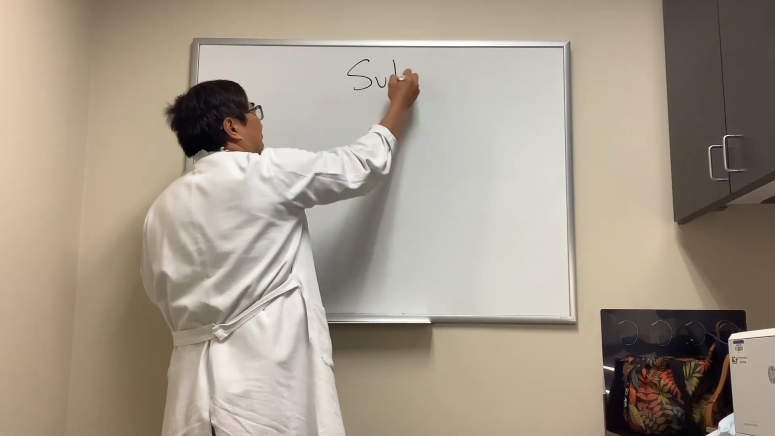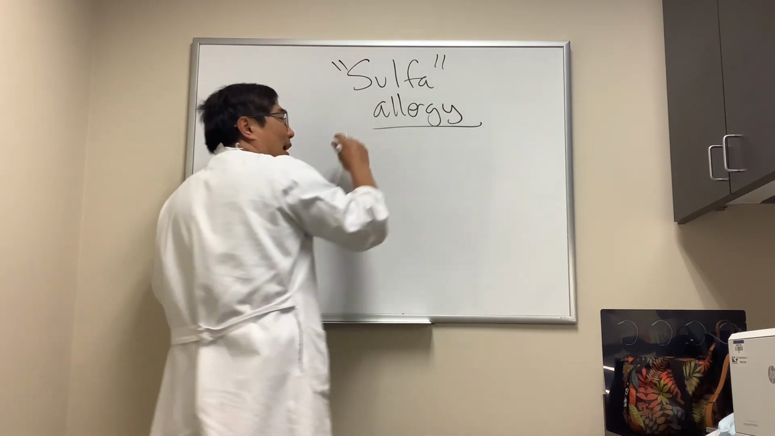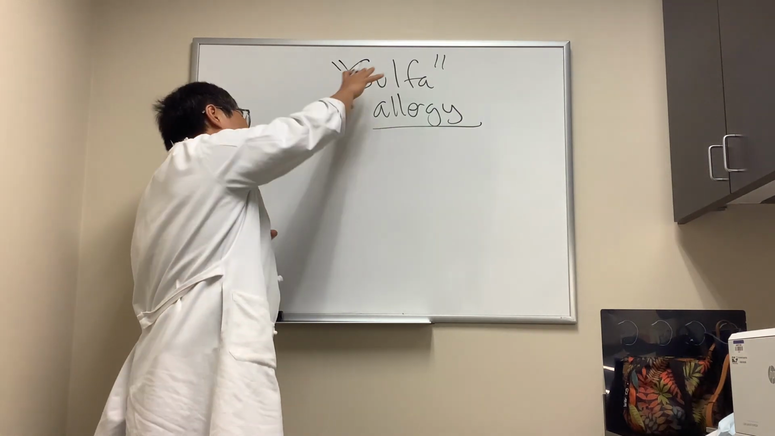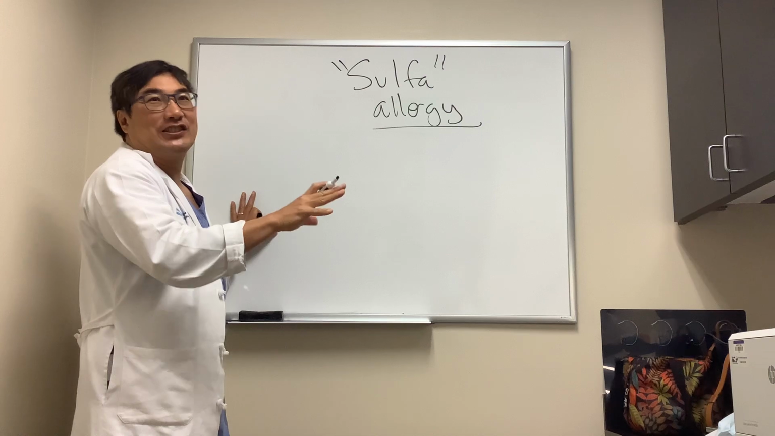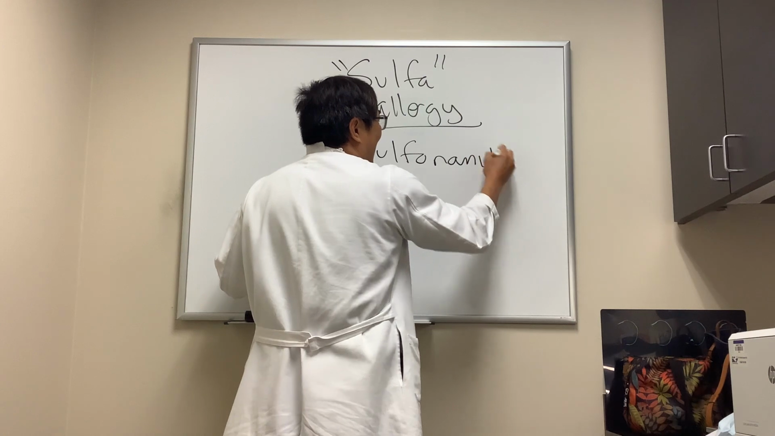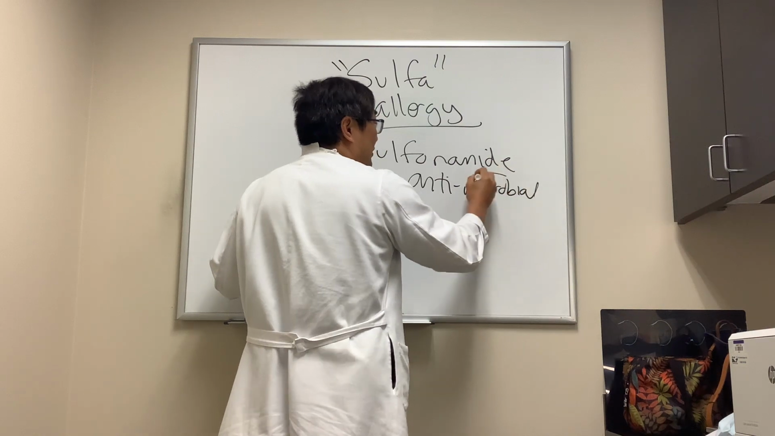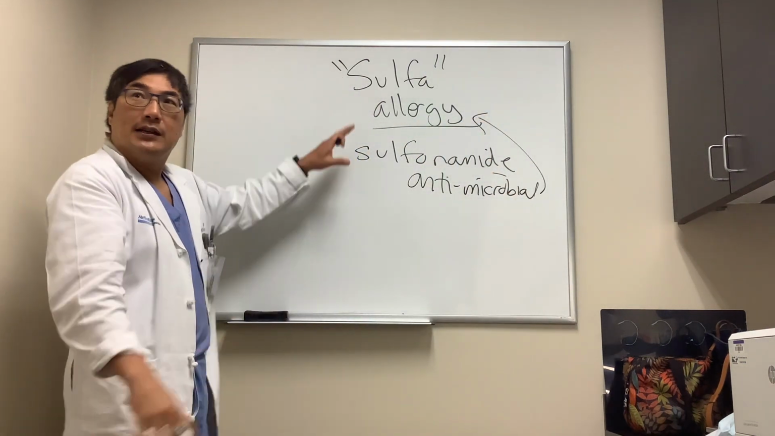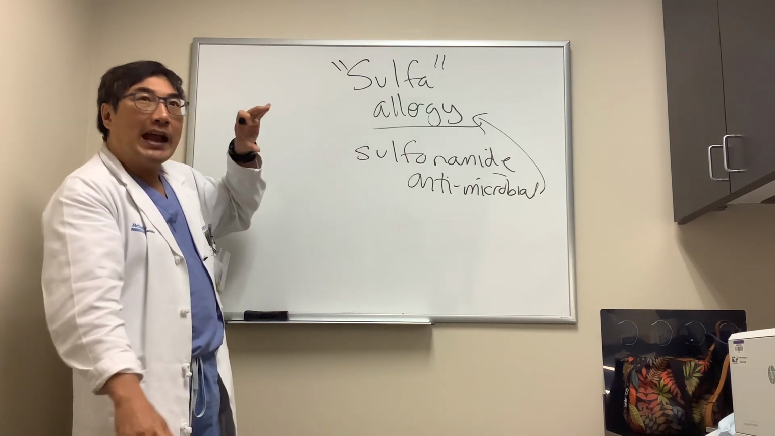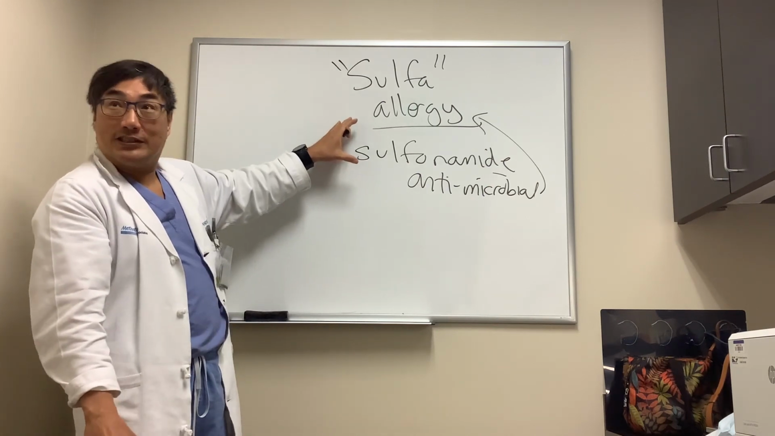So you need to know a little bit about the so-called sulfa allergy in neuro-ophthalmology because a lot of our medicines contain the sulfa moiety. However, when you're allergic to a sulfonamide, you're actually not allergic to the sulfa moiety. So the first thing you need to know is that sulfonamide antimicrobial agents definitely cause true allergic reactions. IgE mediated mast cell degranulation, bronchospasm, anaphylactic shock, skin rashes, real allergies.